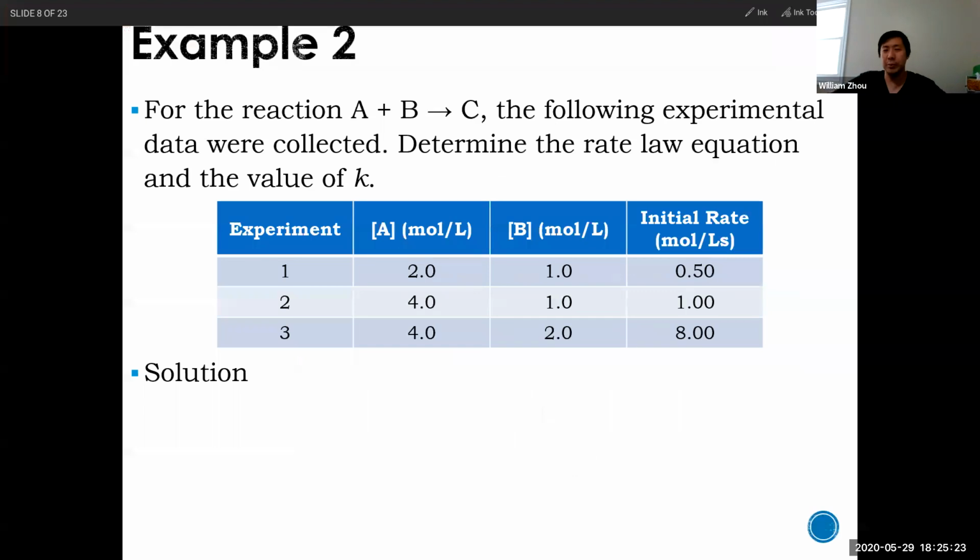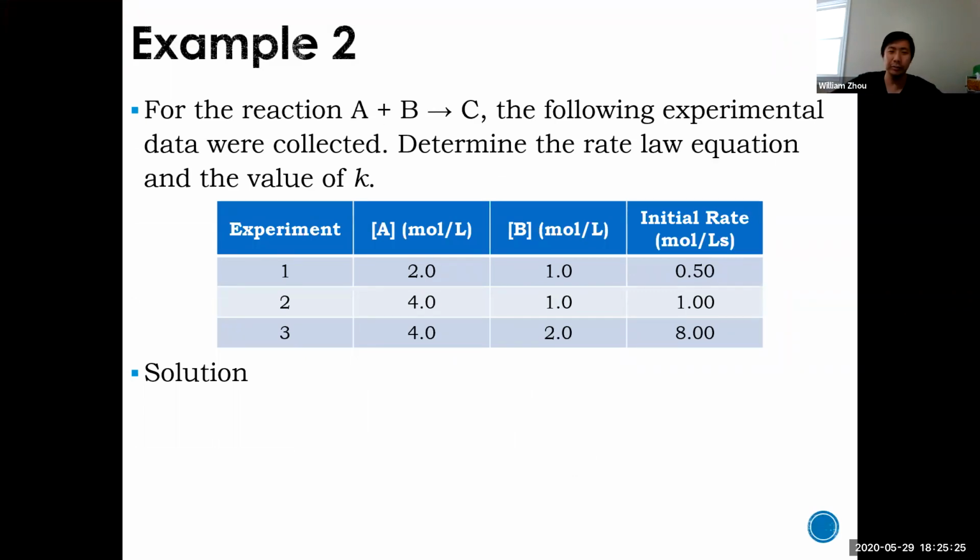All right, so for example 2, you have a table, yet again, and you're asked to solve for the rate law and K. The first thing you do is you look at the table, you compare each experiment with each other. So in row number 1, experiment 1, A has a concentration of 2, B has a concentration of 1, and the rate is 0.5, okay? Compare experiment 1 with 2. What's the difference? Well, you doubled A because it went from 2 to 4, and the rate doubled. You didn't change B at all.